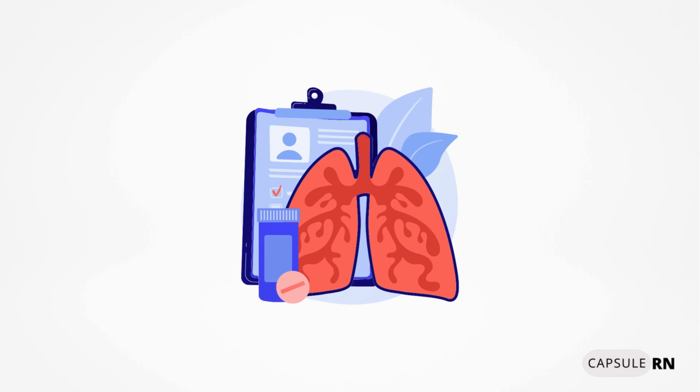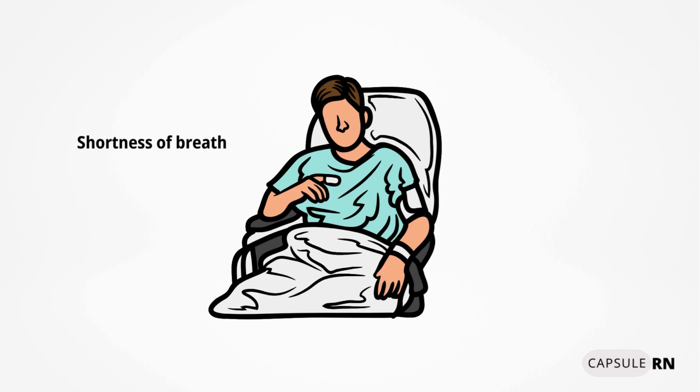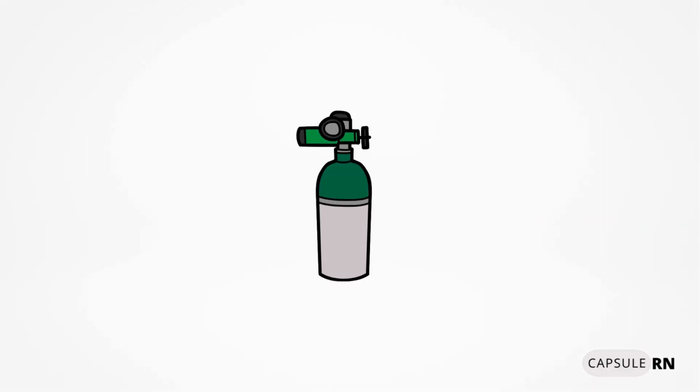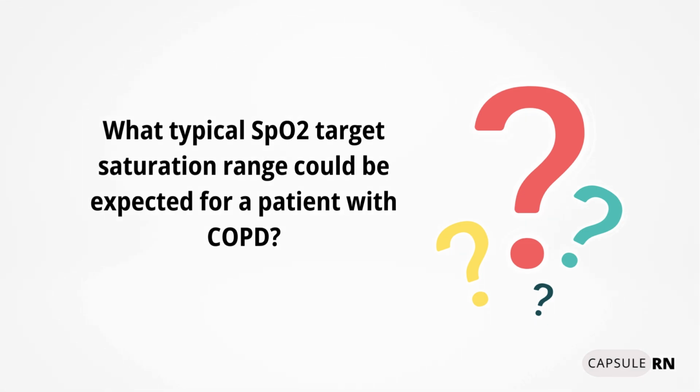Meet Frank, a patient with chronic obstructive pulmonary disease who has come to the ER due to shortness of breath. His SpO2 level is currently 86% on room air. The nurse applies supplemental oxygen to the patient according to the doctor's orders. What typical SpO2 target saturation range could be expected for a patient with COPD?